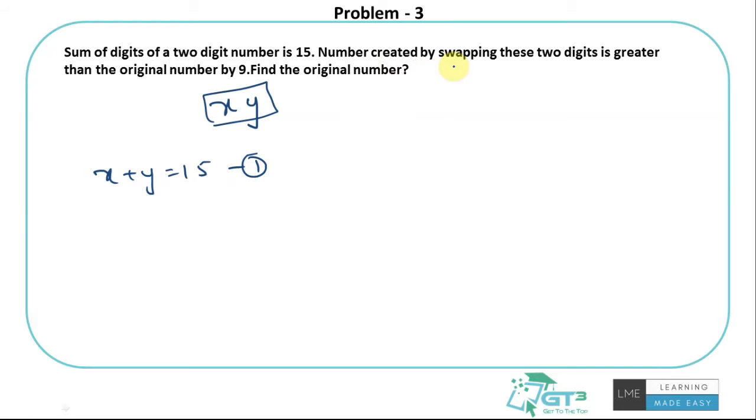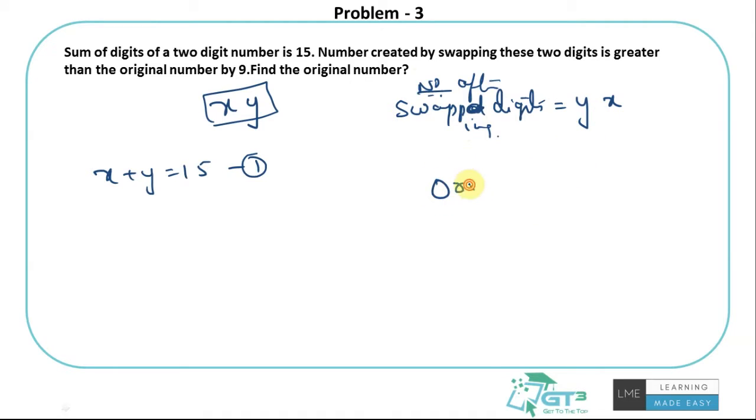The number created by swapping these two digits is greater than the original by 9. Whatever number I get after swapping the digits, what would that look like? yx. So what will this number be? If you are comfortable with the concept of tens place and units place, you will understand a number can be written as xy, but it's a 2-digit number, so I can't take xy as a variable. I can convert this as 10x plus y.